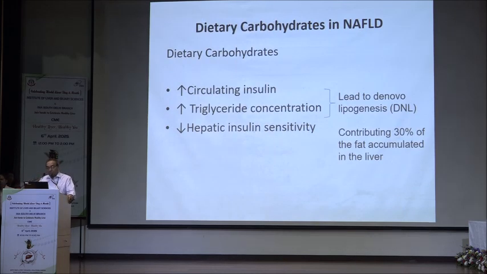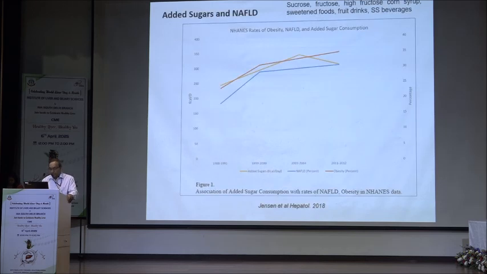So what happens? Dietary carbohydrates lead to increasing circulating insulin, increased triglyceride concentration, and decreased hepatic insulin sensitivity. So this leads to de novo lipogenesis, which means there is a lot of synthesis of triglycerides in the liver, which contributes 30% of the fat accumulated in the liver. So obviously this will lead to fatty liver.